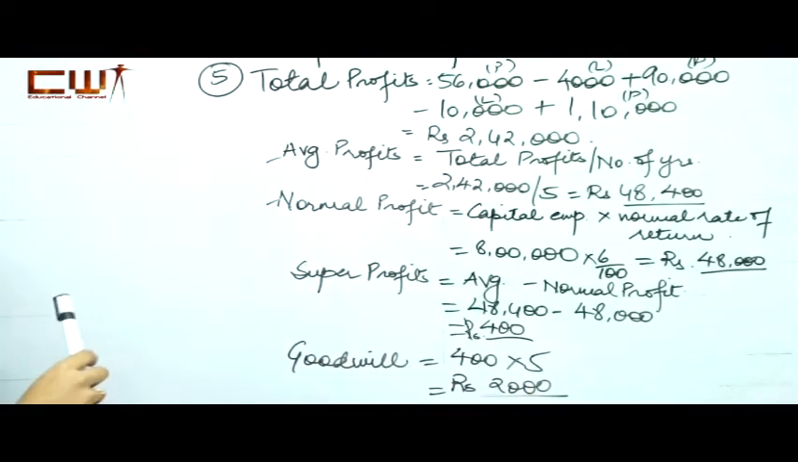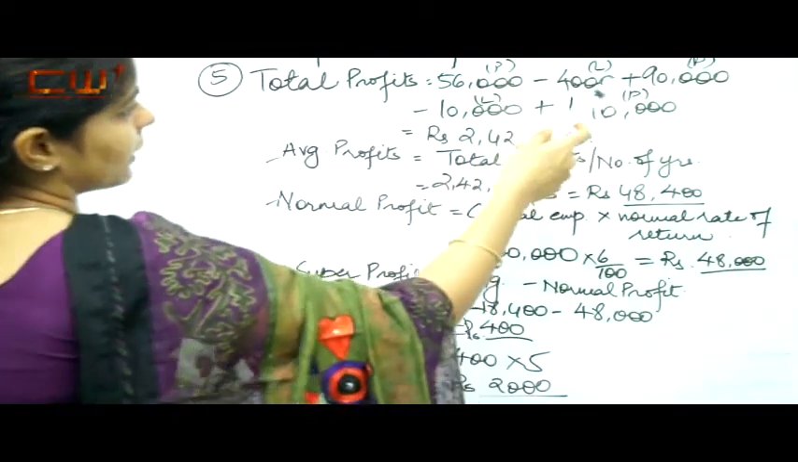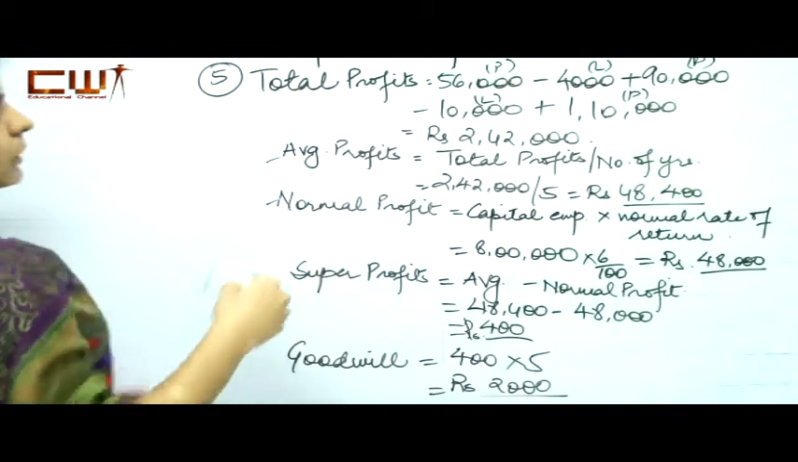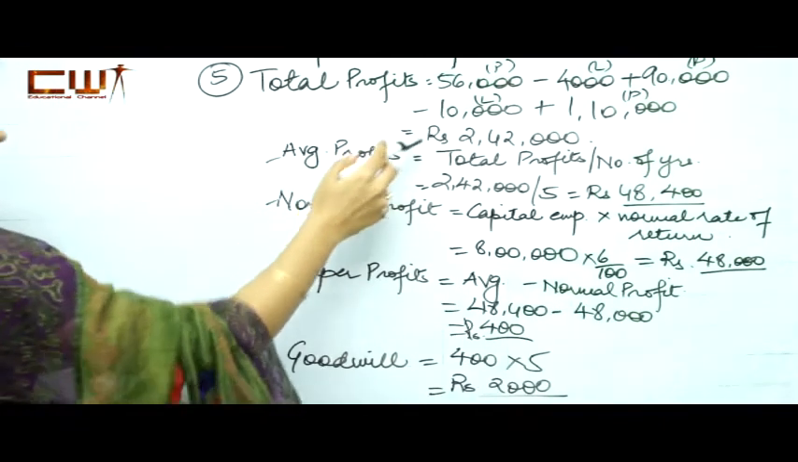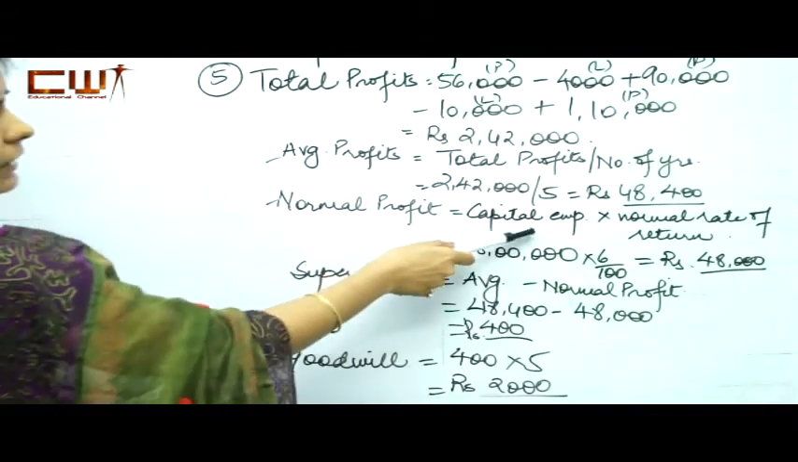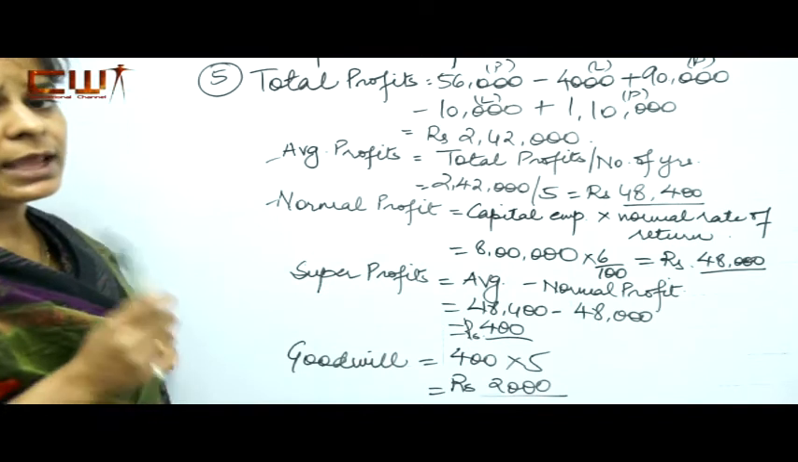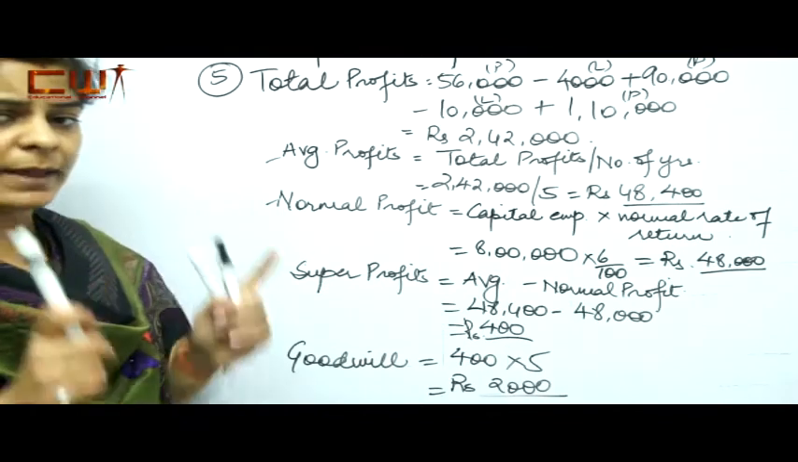See, again there is a different thing in the question. Firstly, they have given the losses also. So subtract all the losses from the profit. You get the total profit of rupees 2,42,000. And the second different thing they have given in the question is in terms of capital employed. In the other questions they have not given that type of thing. In this question they have given the balance sheet.